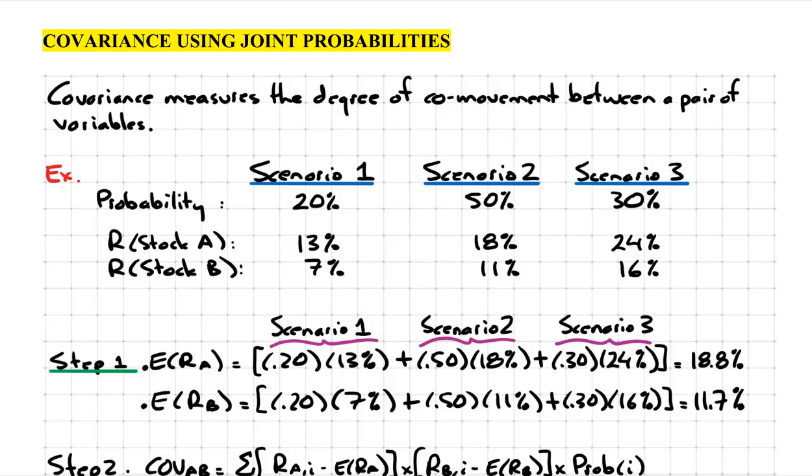Covariance using joint probabilities. Covariance measures the degree of co-movement between a pair of variables. Let's have a look at an example. Suppose we have two stocks, stock A and B. Now there's three scenarios moving forward.